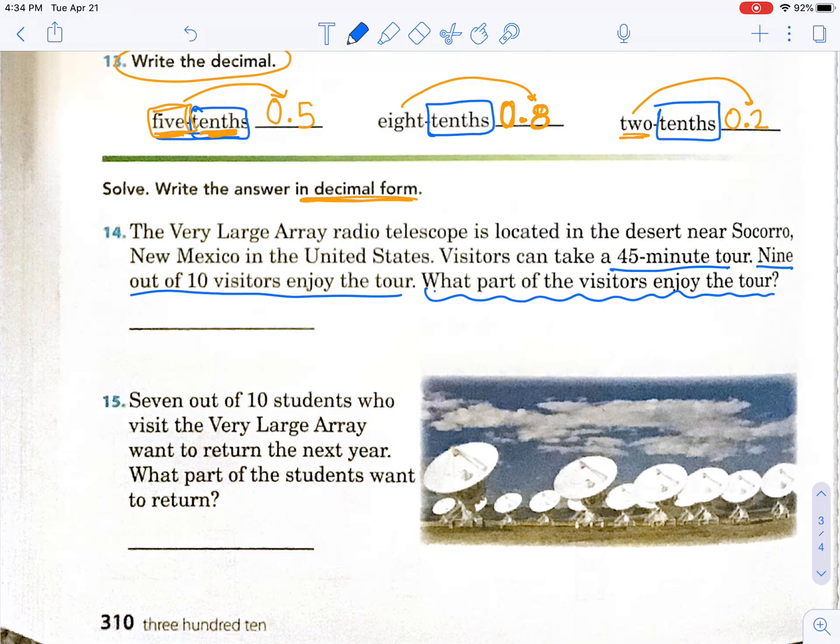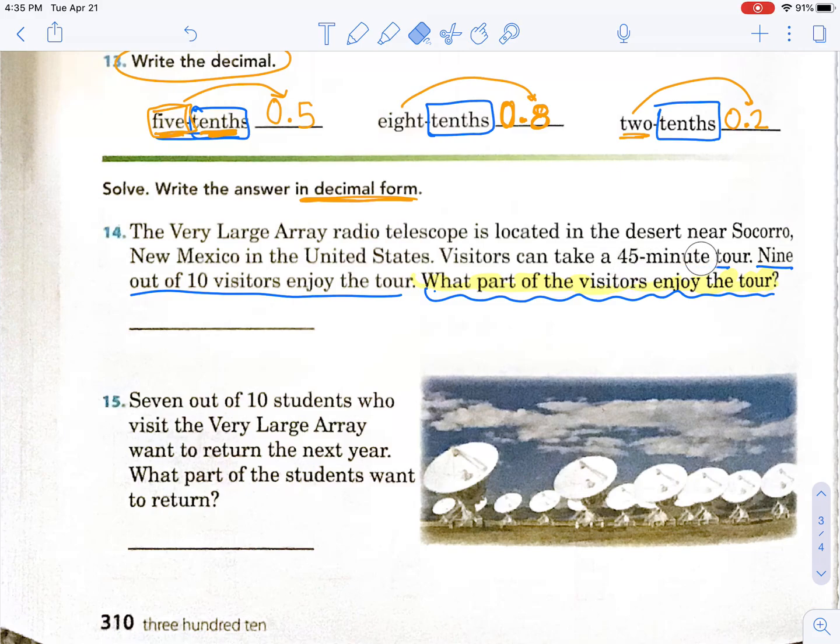And here we go, boys and girls. I actually underlined something I didn't need to underline, and here's why. What part of the visitors enjoyed the tour? Does it matter how long the tour is? Do I need to add 45 to anything? Let me think about that. What part of the visitors enjoyed the tour? It says 9 out of 10 visitors enjoyed the tour. Do I even need the 45 minutes?